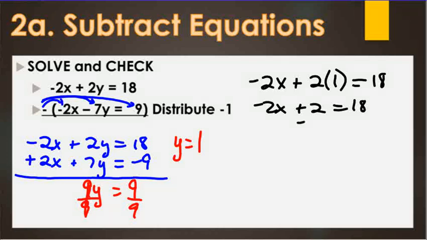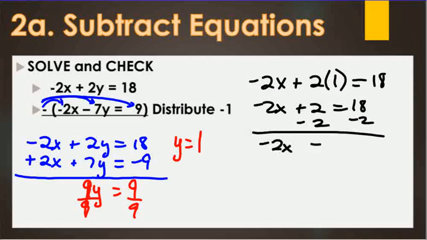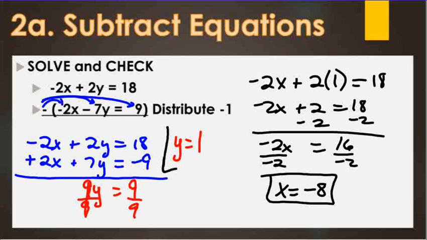To get -2x by itself, I subtract 2 on both sides. -2x equaling 16. To get x by itself, I divide by -2. X equaling -8. So my answer would be x is -8, y is positive 1.